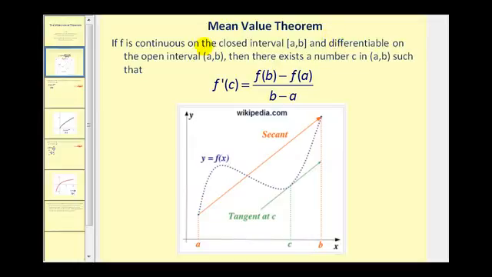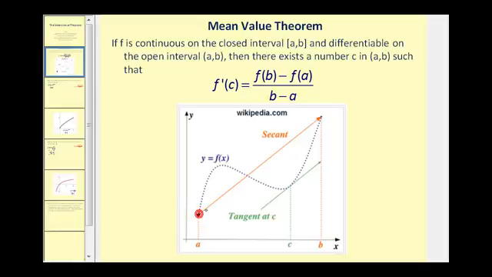If the function f is continuous on the closed interval from a to b and differentiable on the open interval from a to b, then there exists a number c in that interval such that f prime of c is equal to f of b minus f of a all divided by b minus a. Let's take a look at this sketch to help explain exactly what's going on here.